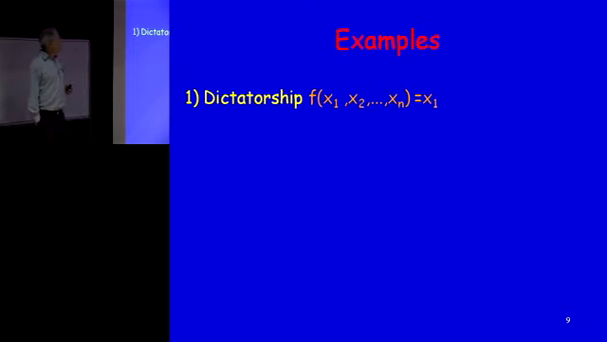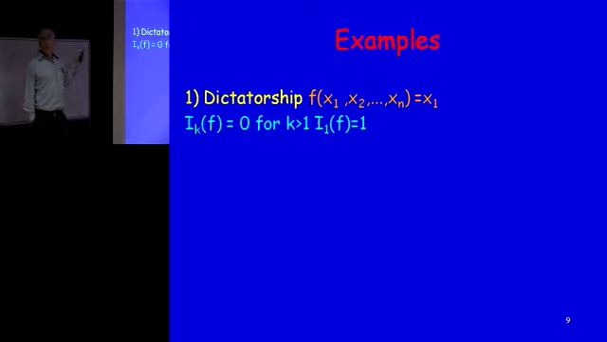And here the function f(x1,...,xn) is equal to x1. In this case, the influence of every variable is 0, except for the dictator, and for k equal 1, the influence of this variable is 1. So if we flip the value of the 7th variable, this will not affect the outcome of the function. So this is dictatorship.